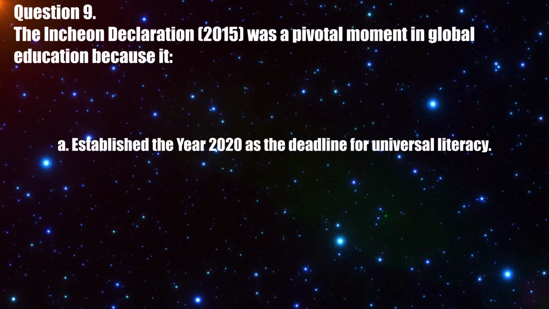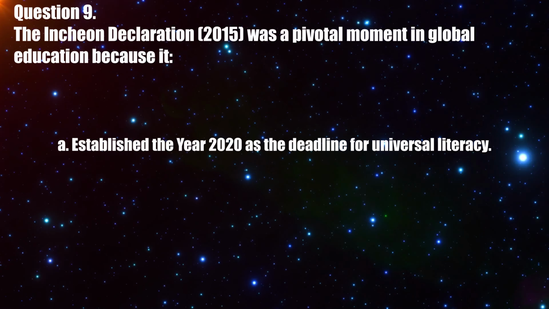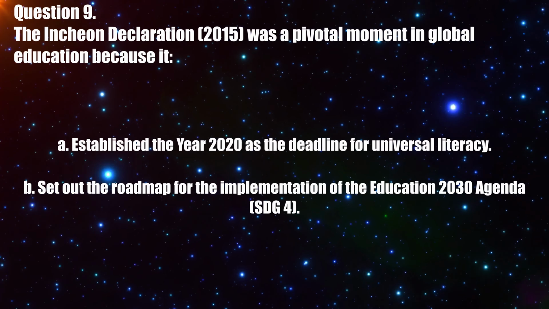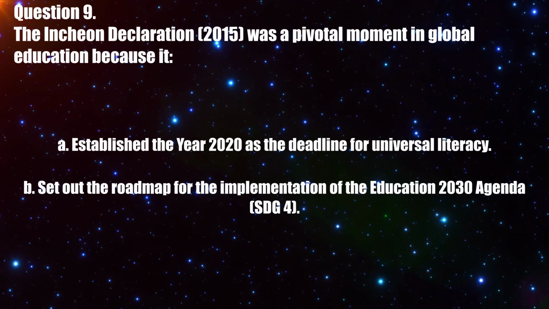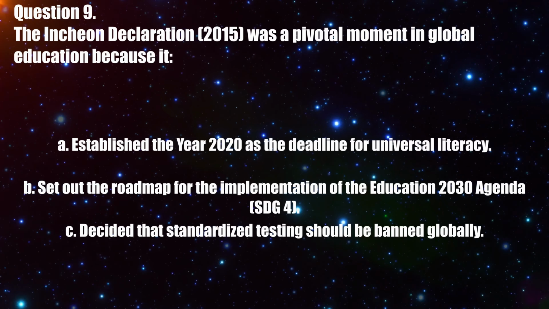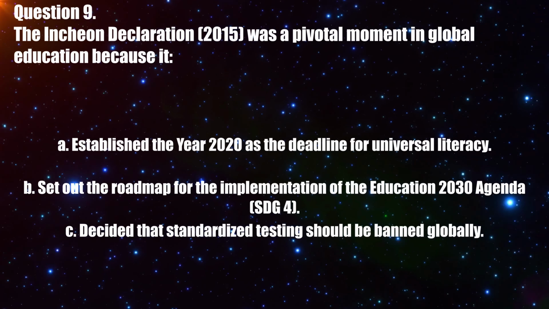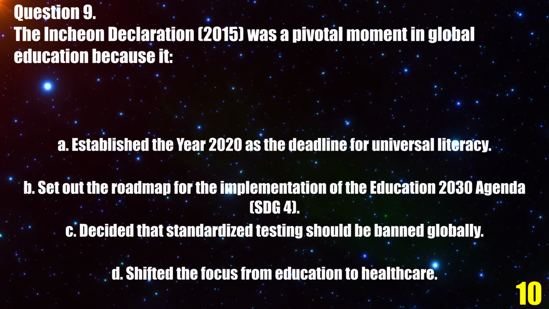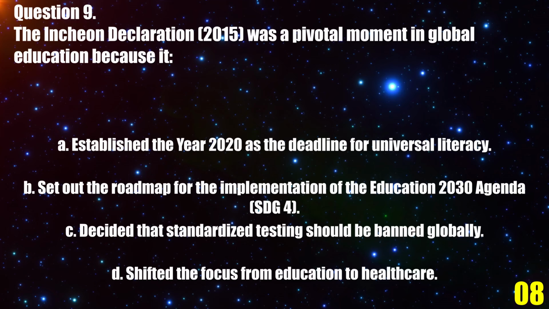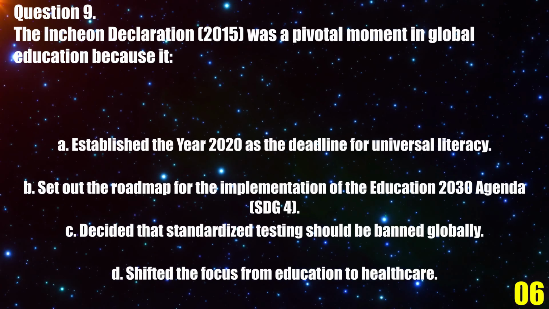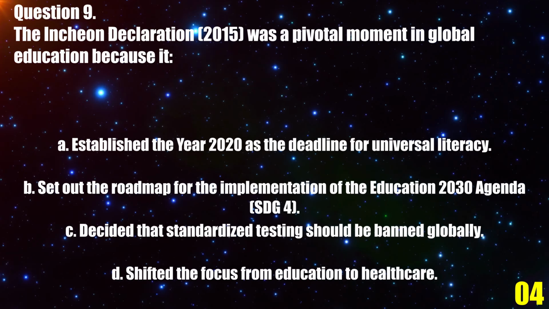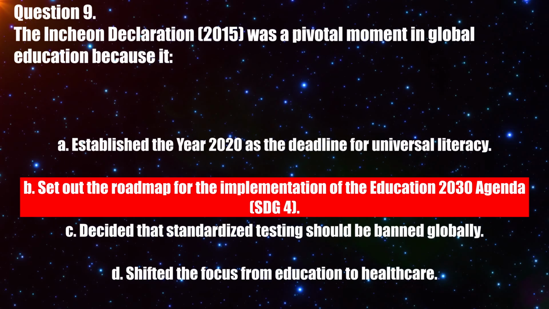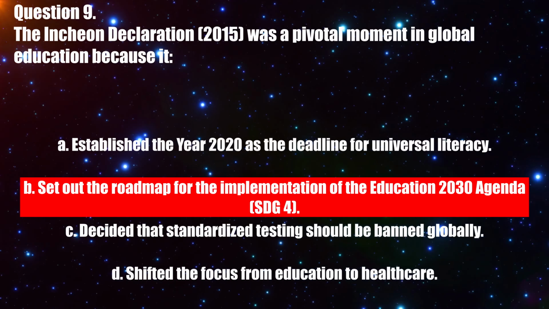established the year 2020 as the deadline for universal literacy. B. set out the roadmap for the implementation of the Education 2030 Agenda, SDG 4. C. decided that standardized testing should be banned globally. D. shifted the focus from education to healthcare. The correct answer is B.